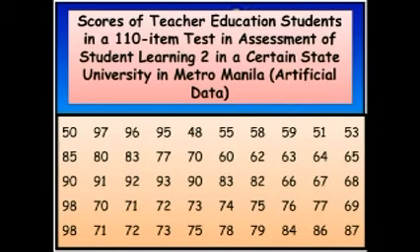Look at the example. It is the scores of 50 teacher education students in a 110-item test in Assessment of Student Learning 2 in a certain state university in Metro Manila. It is only artificial data. You have 50, 85, 90, 98, and so on.